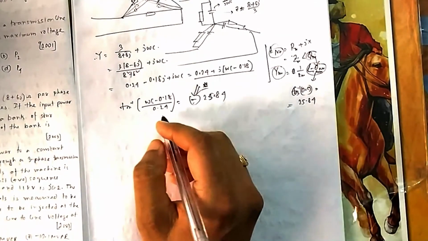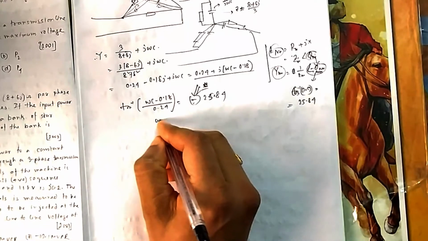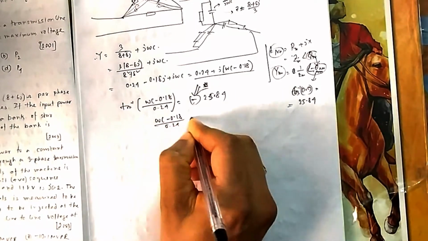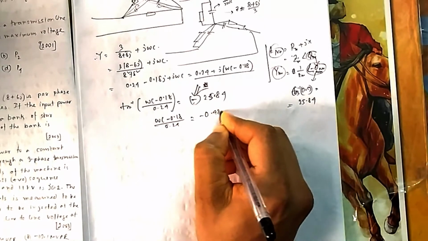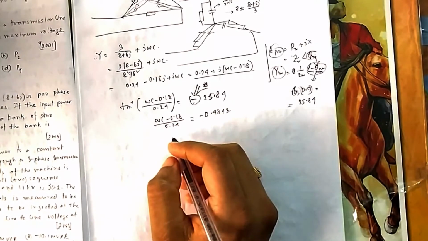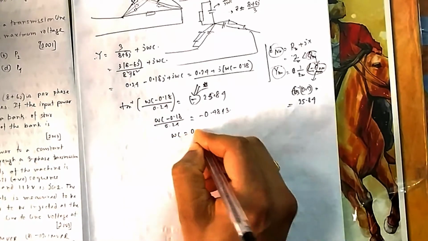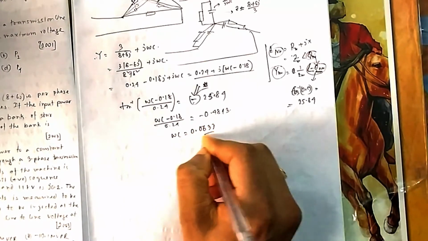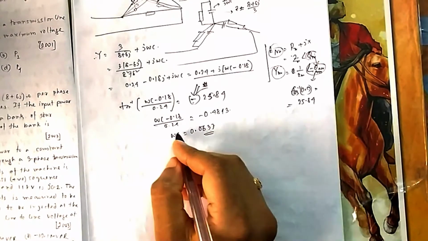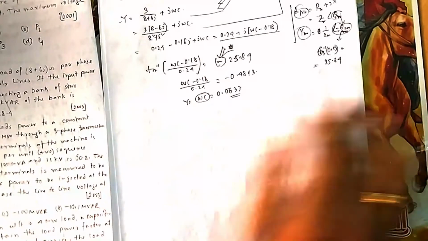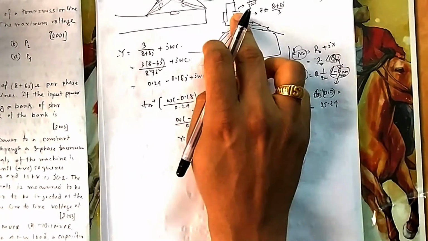Tan of this one will give you minus 0.4843. Now you can easily do it, I think. It will be omega C minus 0.18 by 0.24 equals minus 0.4843. So if you do it, you will find your omega C will come around 0.0637. Now this is Y, you can see, per phase. This one we have calculated per phase.